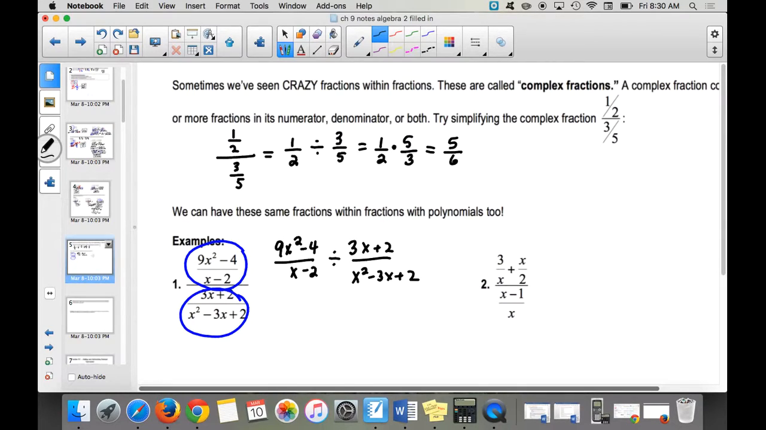So you guys did this on your homework that you started. So we're going to factor the 9x squared minus 4. So it's going to be 3x plus 2 times 3x minus 2 all over x minus 2. And then we're going to do times, so we're going to flip that second fraction. So the 3x plus 2 that was on the top before is now on the bottom. And that x squared minus 3x plus 2 is going to factor into x minus 2 and x minus 1.